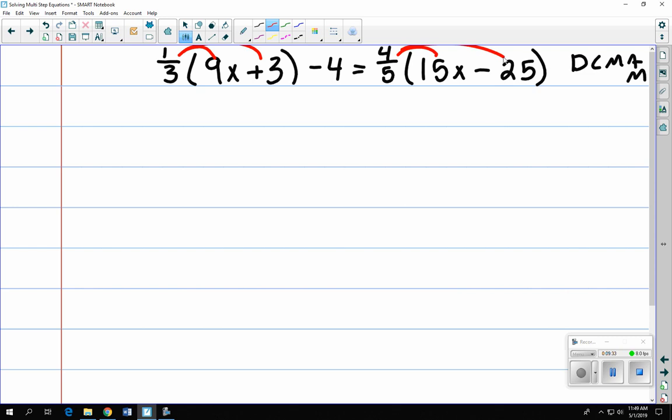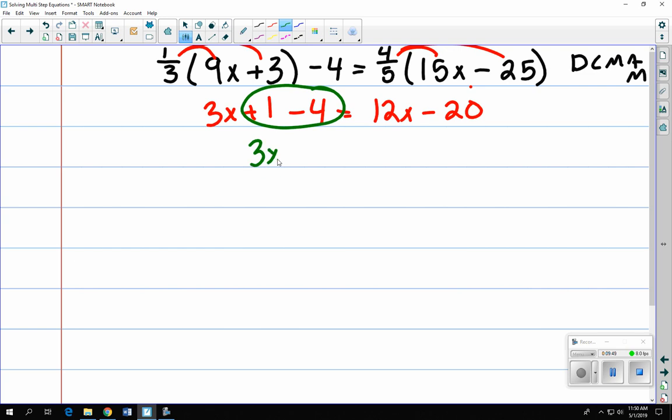So 1/3 times 9 is going to give me 3x plus 1 minus 4 is equal to 4/5 of 15 is 12x, and 4/5 of 25 is minus 20. I have to combine like terms because I have a positive 1 and a negative 4 on the same side. 3x minus 3 is equal to 12x minus 20. Again, distributing done, combining like terms done.